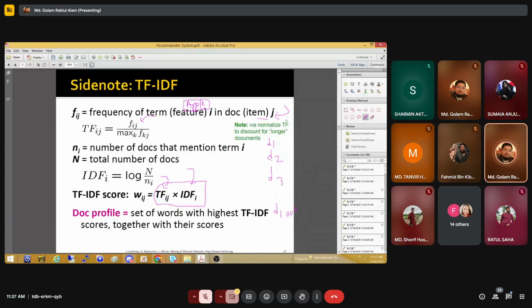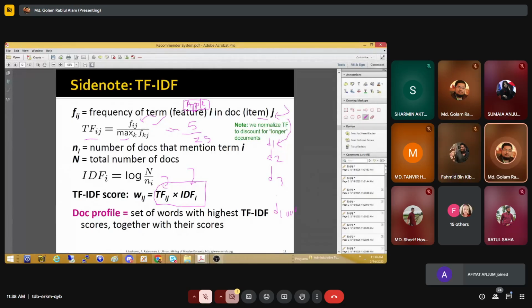Then we are currently focusing on document one, and in document one, we are trying to find out the frequency of the term Apple. Maybe in the first document, the term Apple appears 5 times, but in other documents, the maximum number of times Apple appears might be 25. So this is the term frequency for Apple.